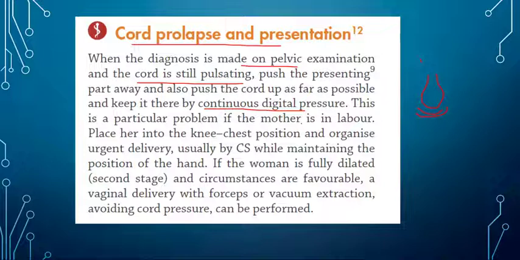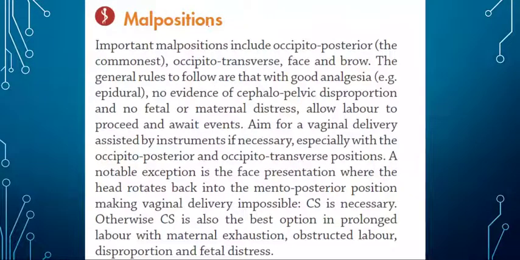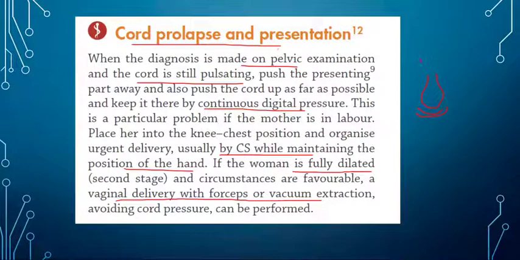And you organize an urgent cesarean section while maintaining the position of the hand. That means someone else will do the cesarean section, your hand will be there. If the woman is fully dilated, like in the second stage of labor, and the cervix is favorable, then you can try vaginal delivery with forceps or vacuum. Okay, so that's how you manage it. So the initial step is to push the presenting part away with your hand if the cord is pulsating.